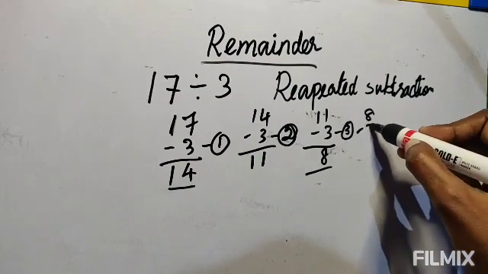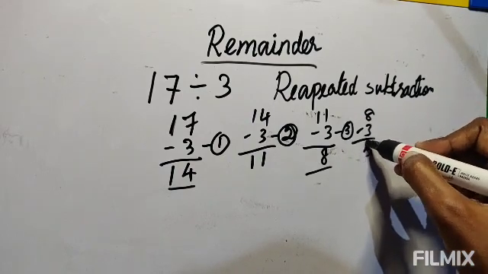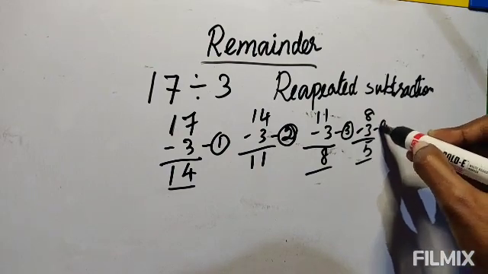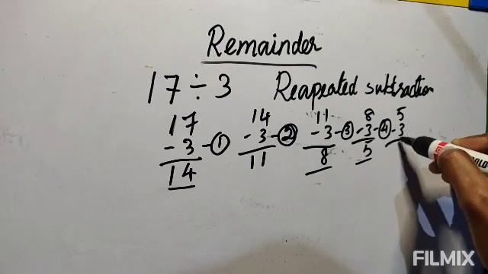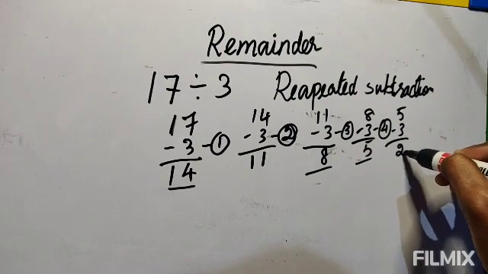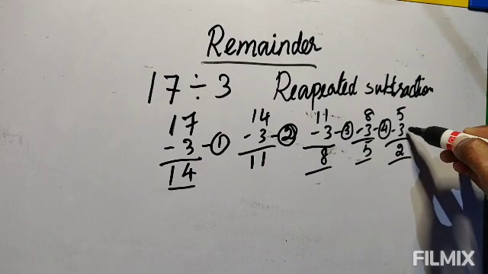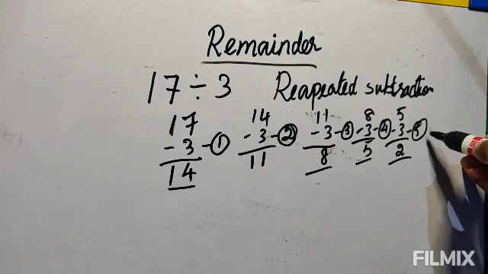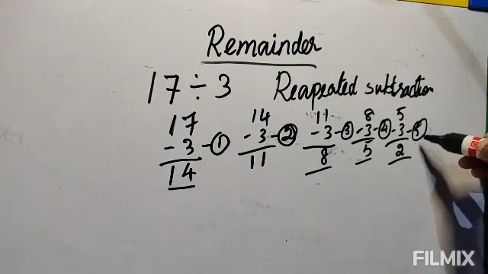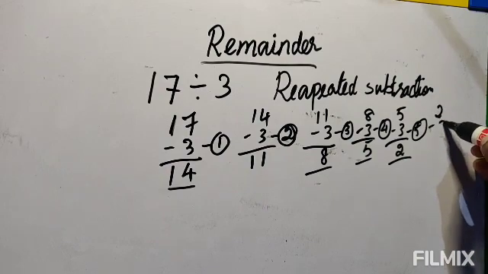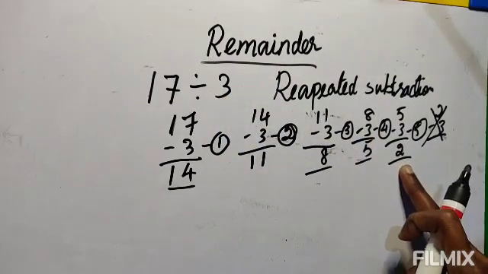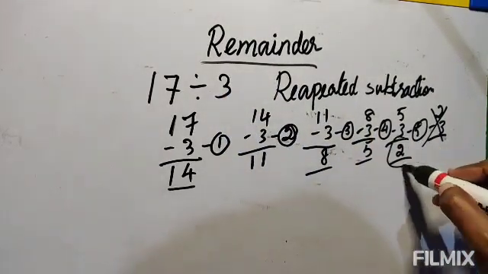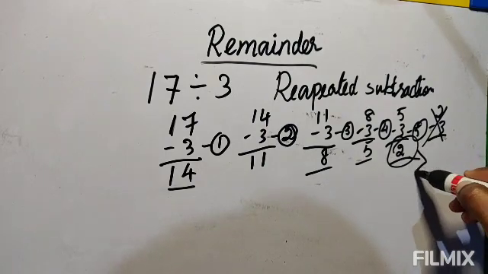Again 8 minus 3 is 5, and this is the fourth time. Again 5 minus 3, here we get 2. So this is the fifth time. Now from this 2 we cannot minus 3, because the divisor 3 is bigger than this number. So we are getting the remainder 2, the balance.